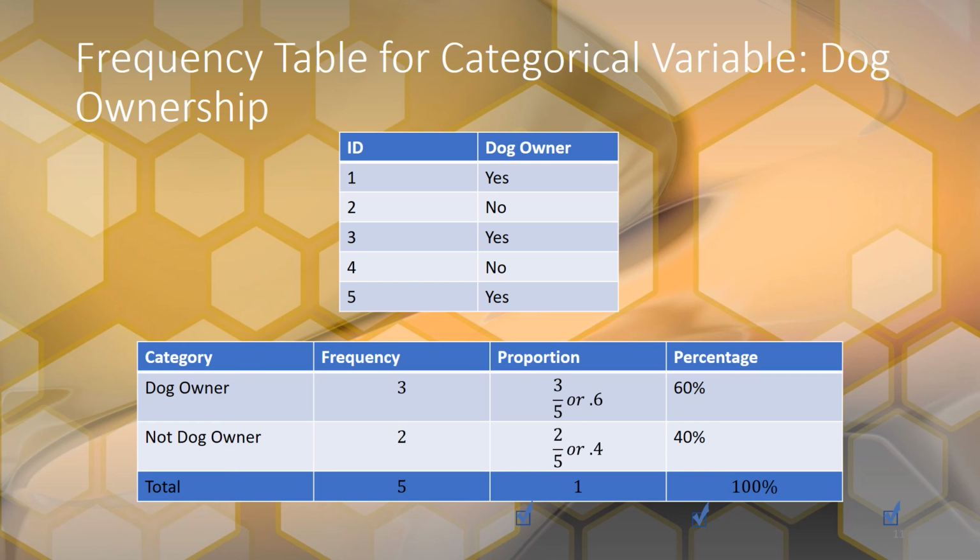Then the second column here is the frequency. So there's 3 dog owners, 2 not dog owners. And then we have the proportion in the next column. And then in the last column we have the percentages. And at the bottom we have the totals. So remember, the frequencies should all add up to the sample size, which in this case is 5. The proportions should all add up to 1, and the percentages should all add up to 100%.